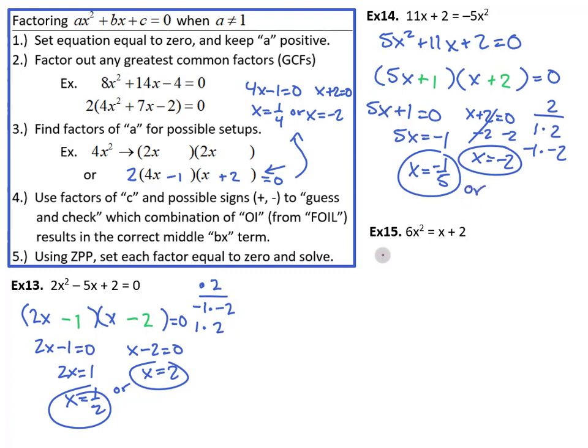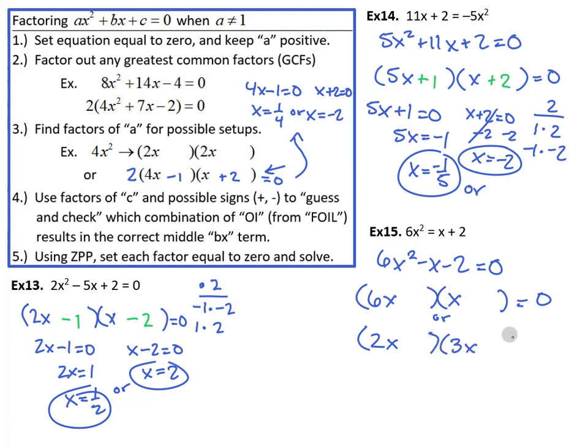Okay, try 15 out. I'm going to help you set up the cases first. Let's first put everything on the side that makes x squared positive and set our equation equal to 0. Okay, next, I check for greatest common factor. There is none. So now we need to figure out how do I get to 6x squared. Well, now, like our original example, it could be 6x and x, or it could be 2x and 3x. Right? The order you write them in doesn't matter. So the 3x and 2x is the same thing.